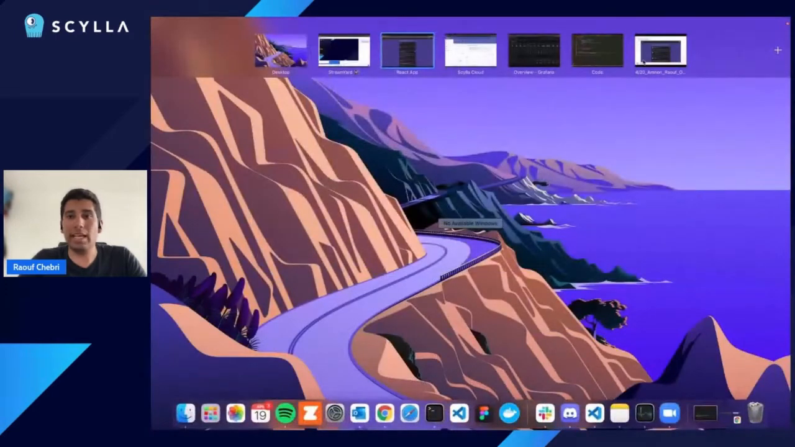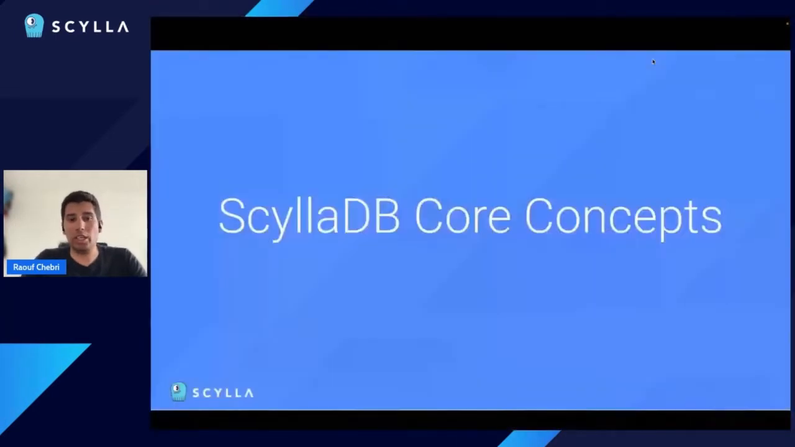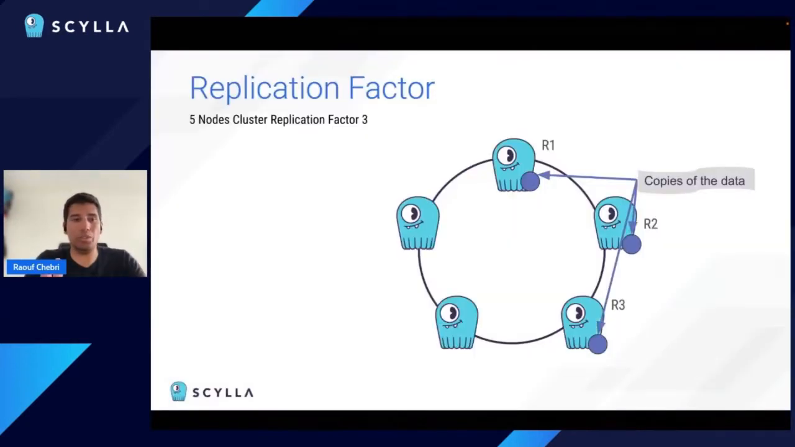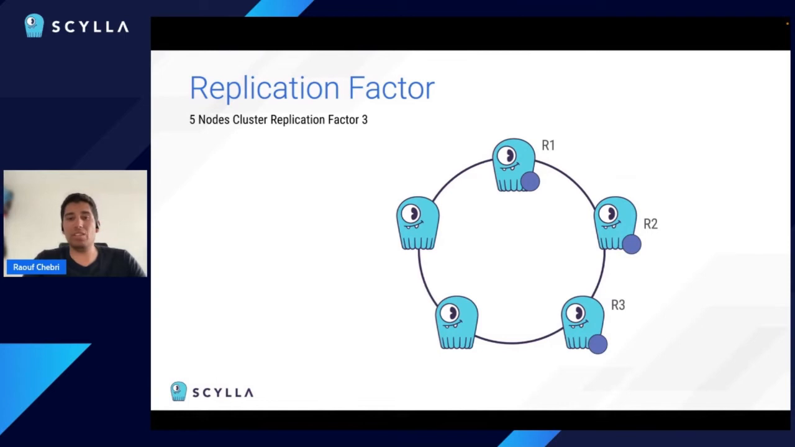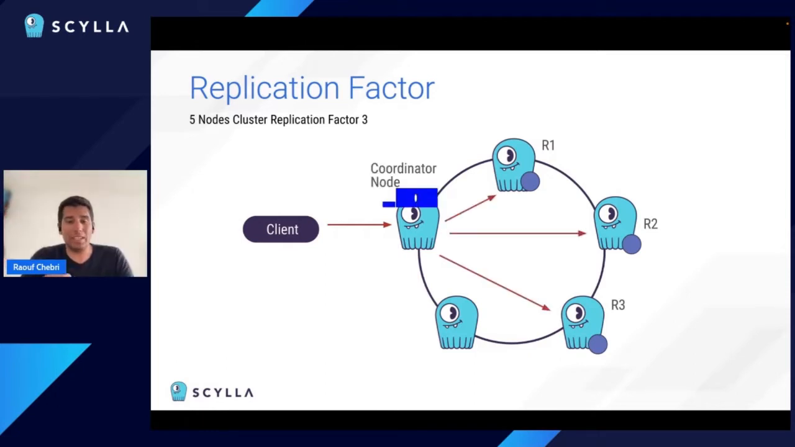go to the slides and talk a little bit about SillaDB. I said that we are using SillaDB in this particular scenario because it performs really well at scale. But what is really SillaDB? SillaDB is a distributed database. And what does that mean? It means that we have multiple nodes or multiple machines that will store your data. And it means that your data is replicated in different parts of your data center, which ensures availability and high availability.